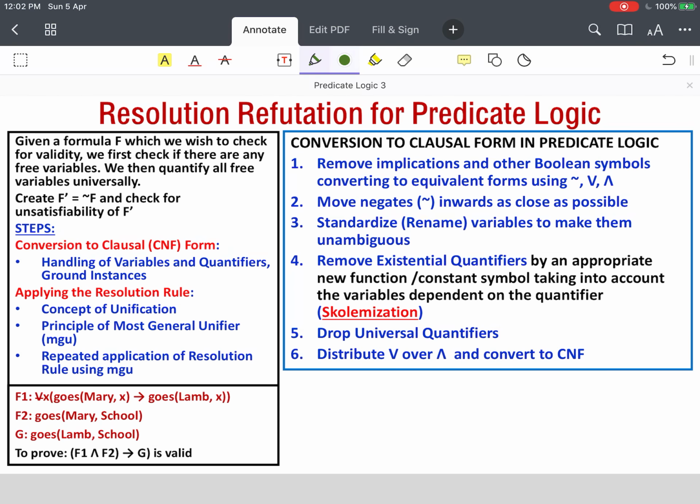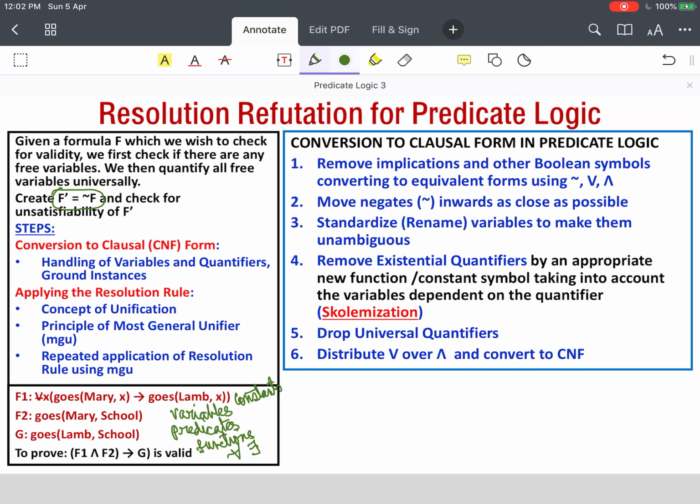Having seen the resolution refutation method in propositional logic, in predicate logic we have many other things. We know that we have variables, we have predicates, we have functions, we have constants, and we have the two additional quantifiers.